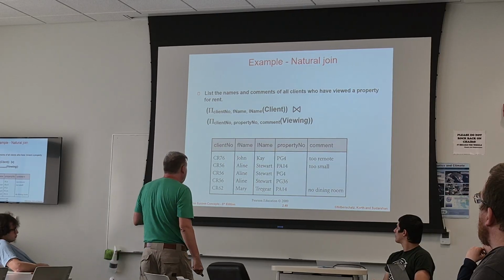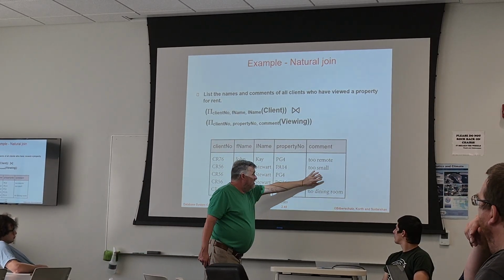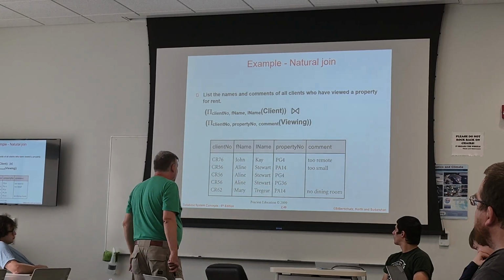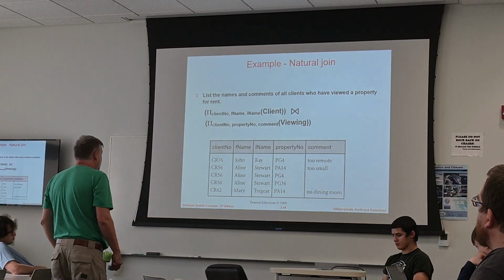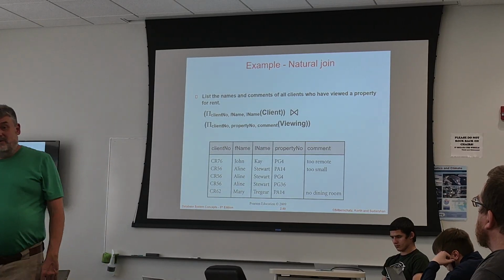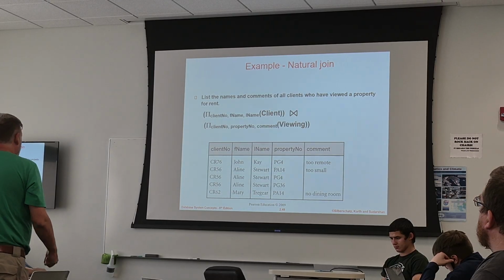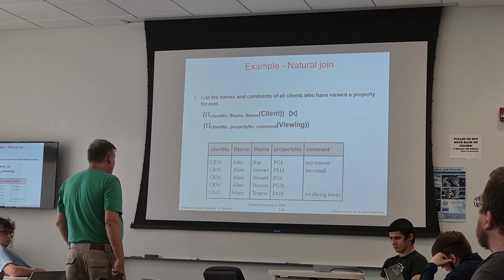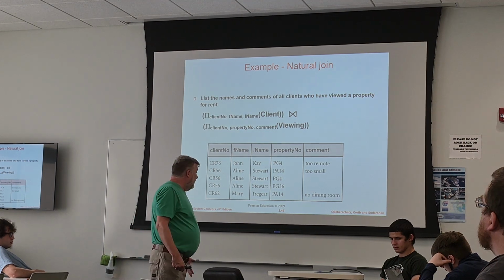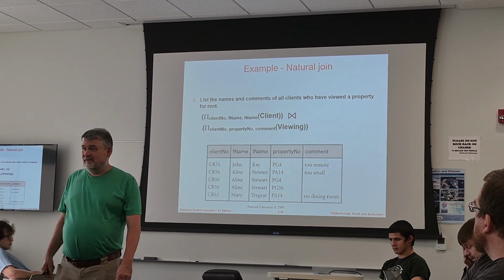But apparently, Aline Stewart looked at 3 different properties. She thought this one was too small, and then she had no comments that she put down for those 2. Maybe she was too polite. Maybe she's considering one of them. And apparently Mary Trieger saw property number PA14 and didn't like the fact that it didn't have a big dining room, or any dining room at all, just a kitchen and a living room.